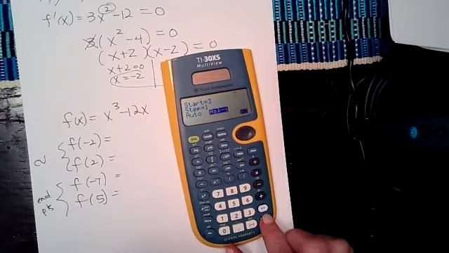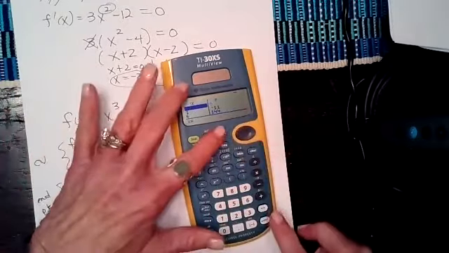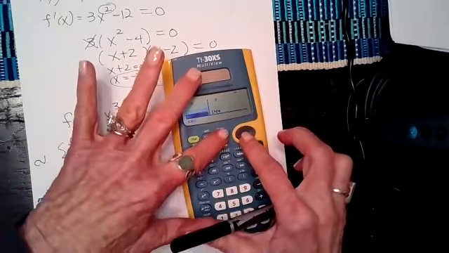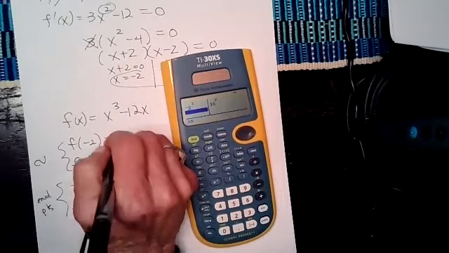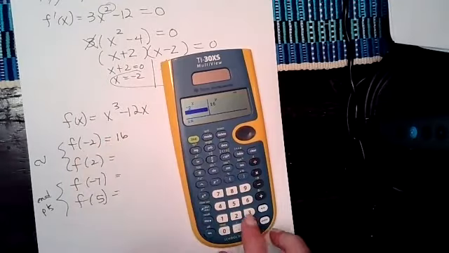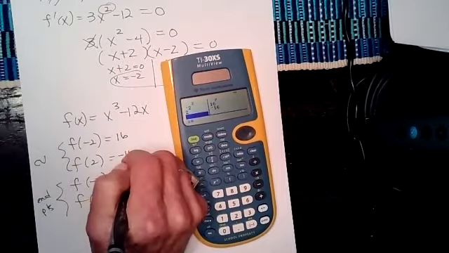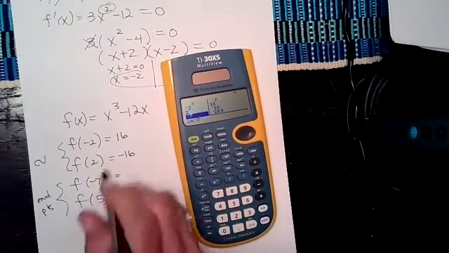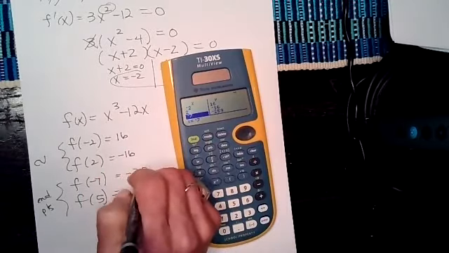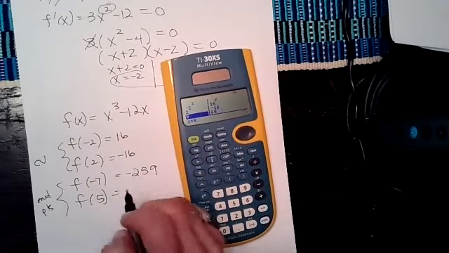I've got all this stuff in my table, so I'm just going to delete and do my arrow, delete, delete. So I just like to have a clean table. So negative 2, enter, gives me 16. 2, enter, gives me negative 16. Negative 7, enter, gives me negative 259. And 5, enter, gives me 65.